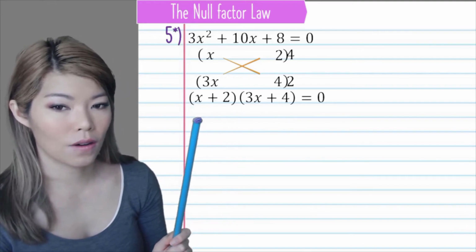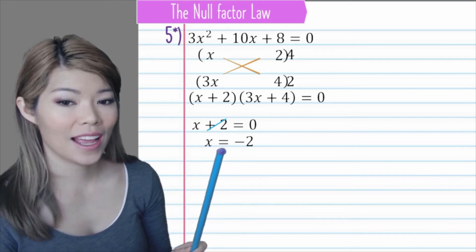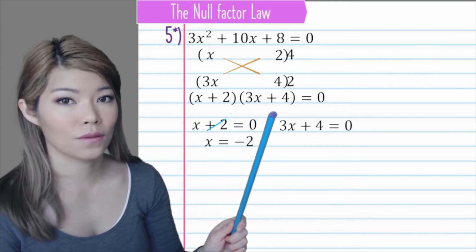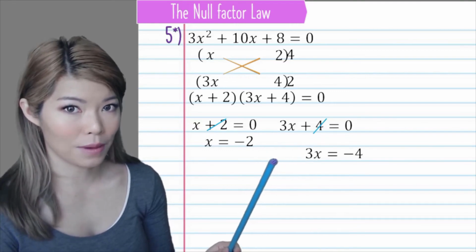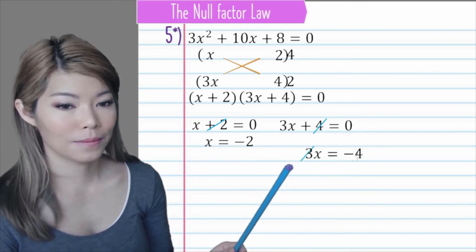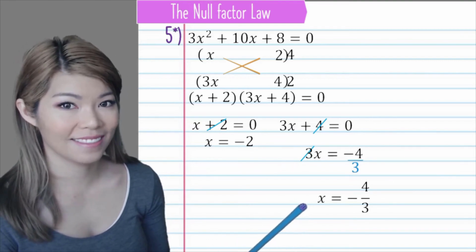Now we solve. x plus 2 is equal to 0, so x is negative 2. And we have 3x plus 4 is equal to 0. Bring the 4 over, it's negative 4, dividing by 3, and we get x is equal to negative 4/3.